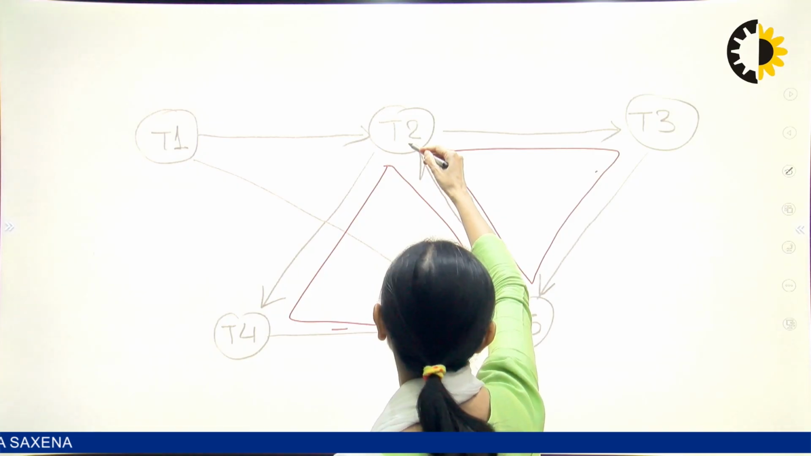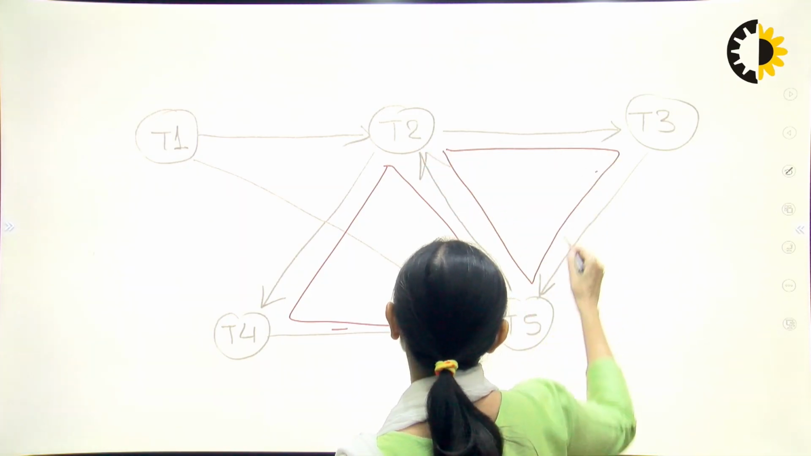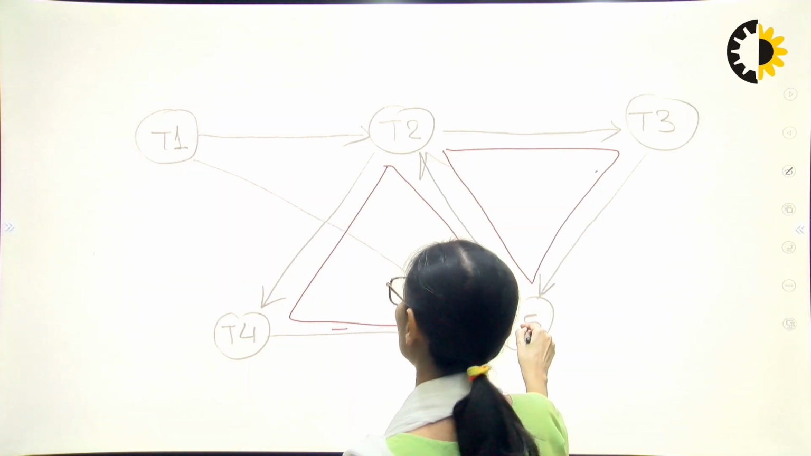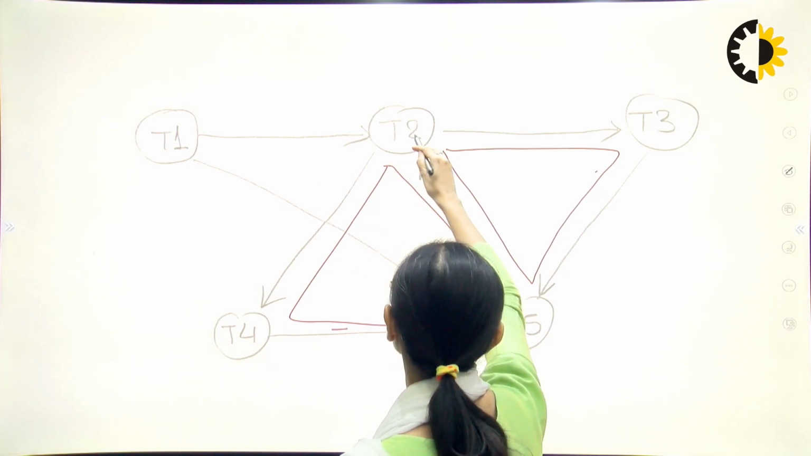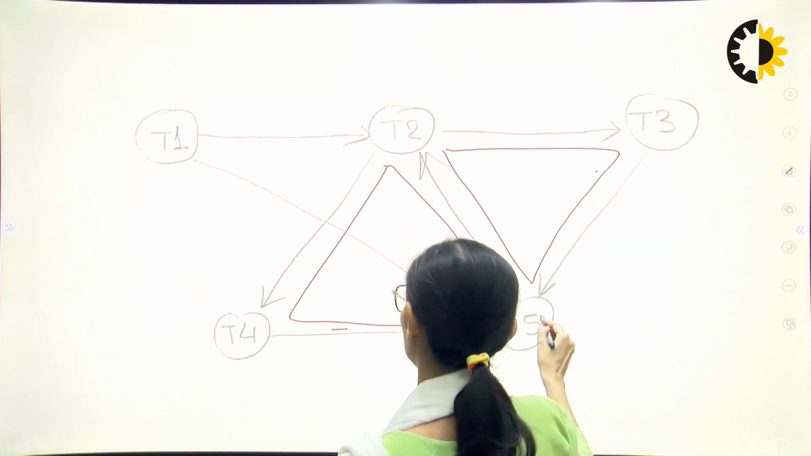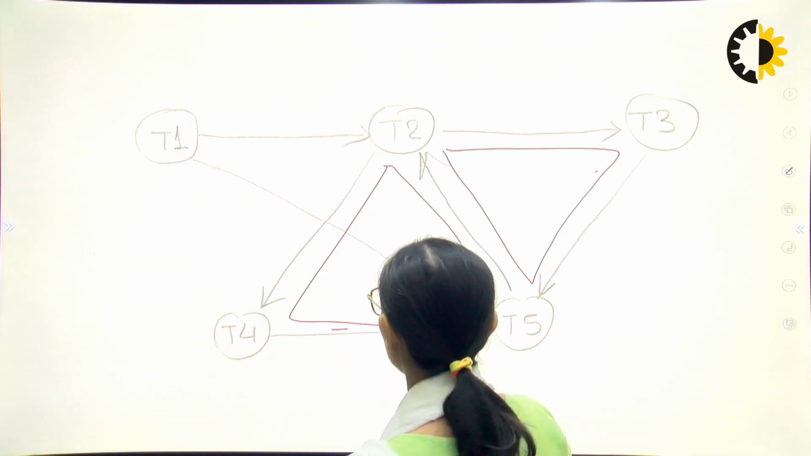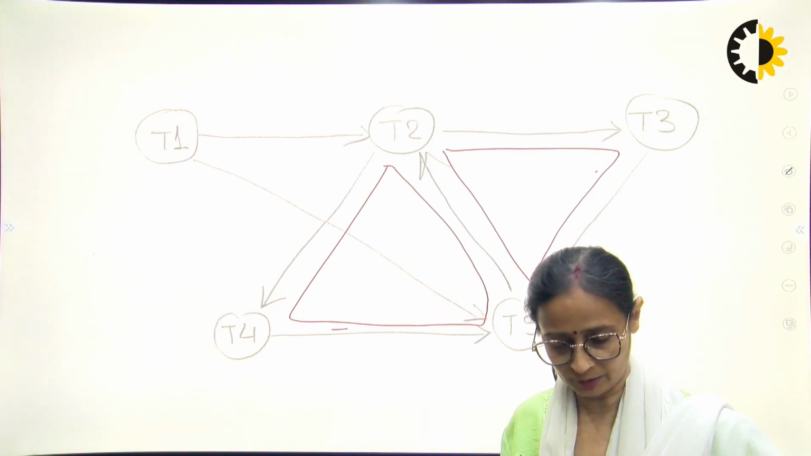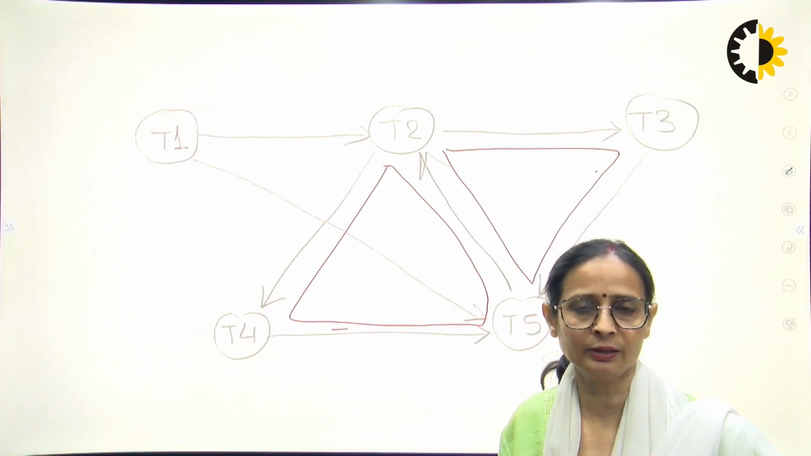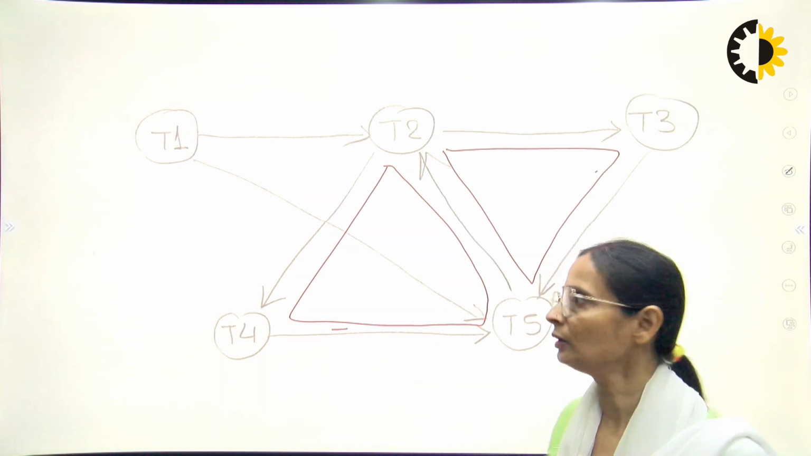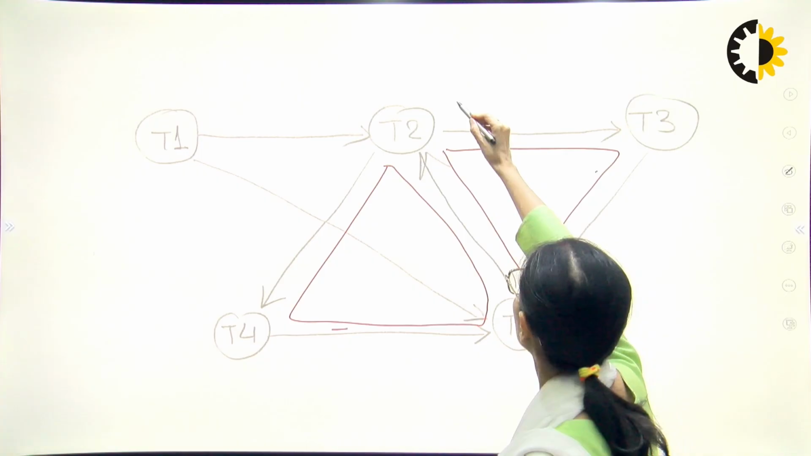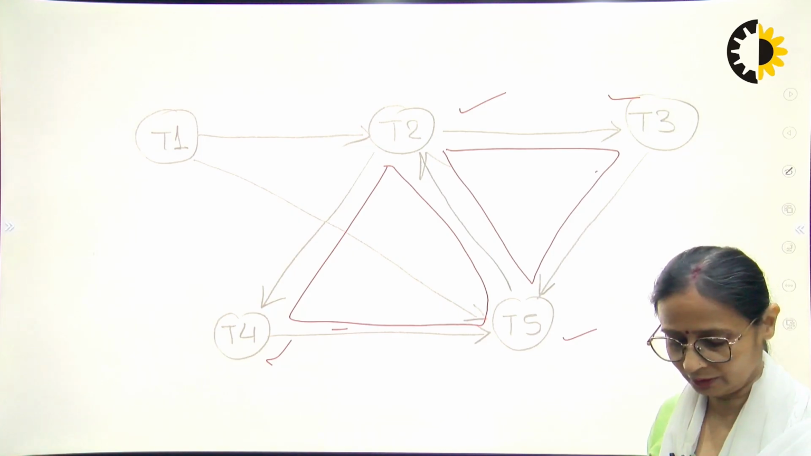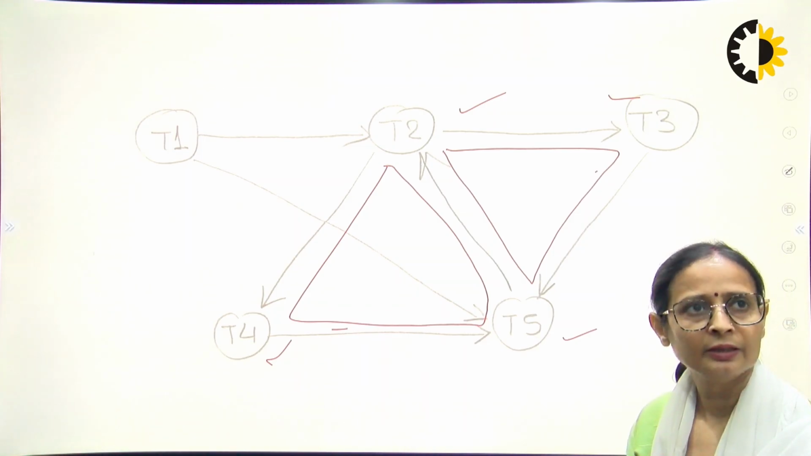T1, T2, T3, T5, no cycle. Then T1, T2, T5, and T1, no cycle. T1, T3, T5, no cycle. So these are the 2 cycles. So we have detected the deadlock. Now I need to break this deadlock. So these are my victims. Clear? For breaking the deadlock, we need to roll back these transactions.